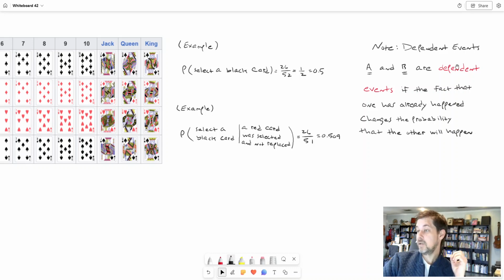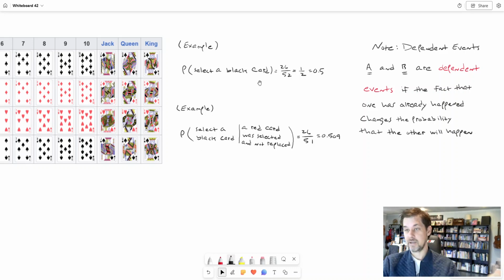Now, I want to give you an example of dependent events. These events would be dependent. Think about it. Suppose I say that you select a red card and you don't put it back in the deck. Does that change the odds of selecting a black card? It does. Why is that? Well, because if you take a red card out of the deck and you don't put it back, there's now fewer cards in the deck. There's only 51 cards instead of 52. So it changes the probability of selecting a black card.